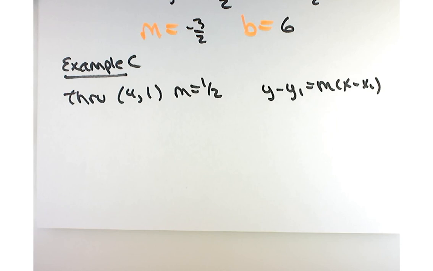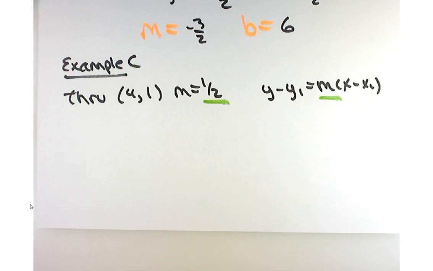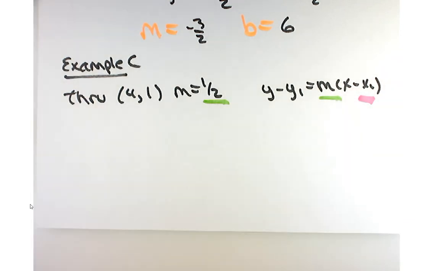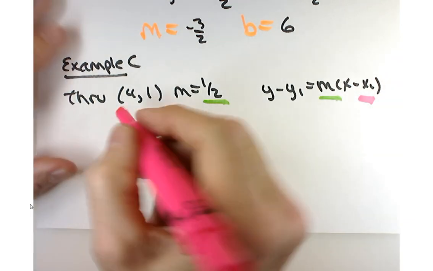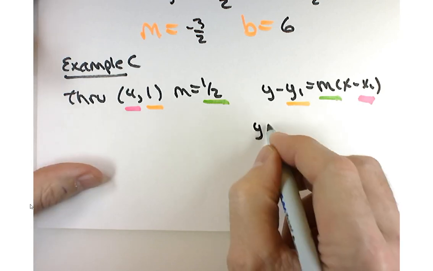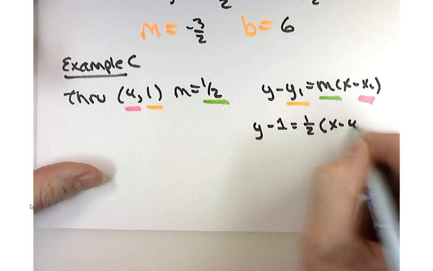But fortunately, we've kind of got everything we need. We've got the slope, that's your 1/2. What's x1 equal to in this case? 4. Yeah, x1 is your 4, and y1 is 1. So everything lines up pretty nice. It's going to be y minus 1 equals 1/2 times x minus 4.